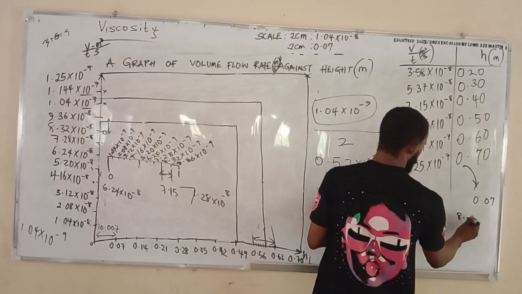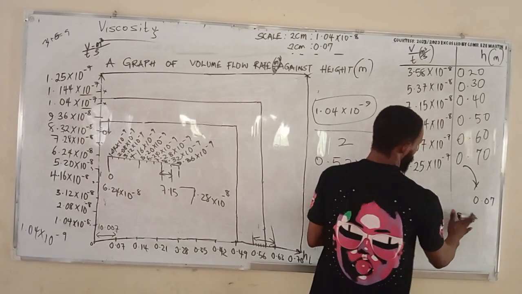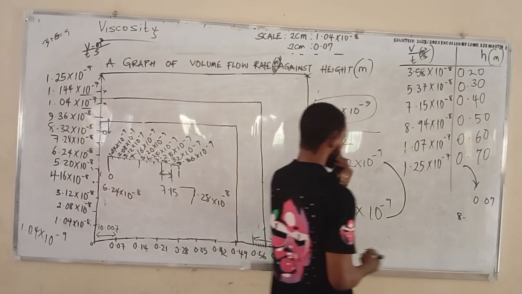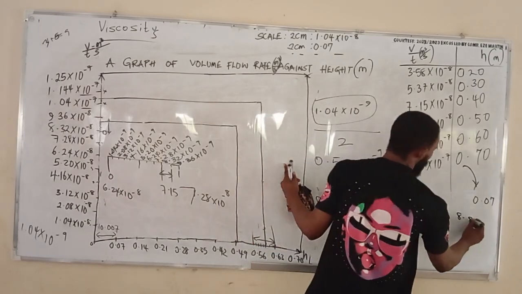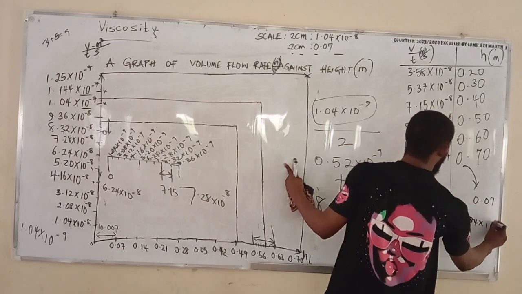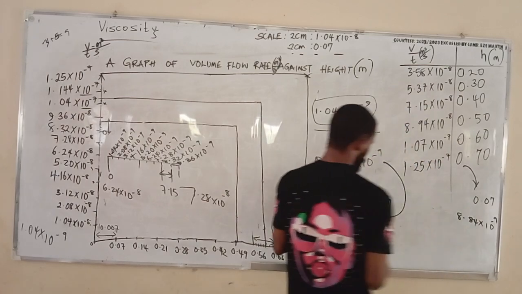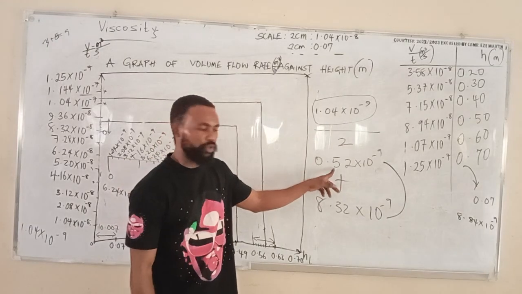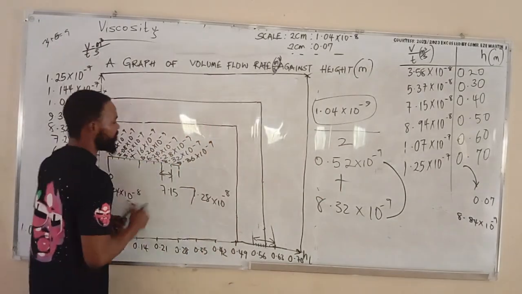8 points. 8 points what now? 8.84 times 10 raised to minus 9. Chevy? Notice that we divided this thing into 2. See now, see what it means.